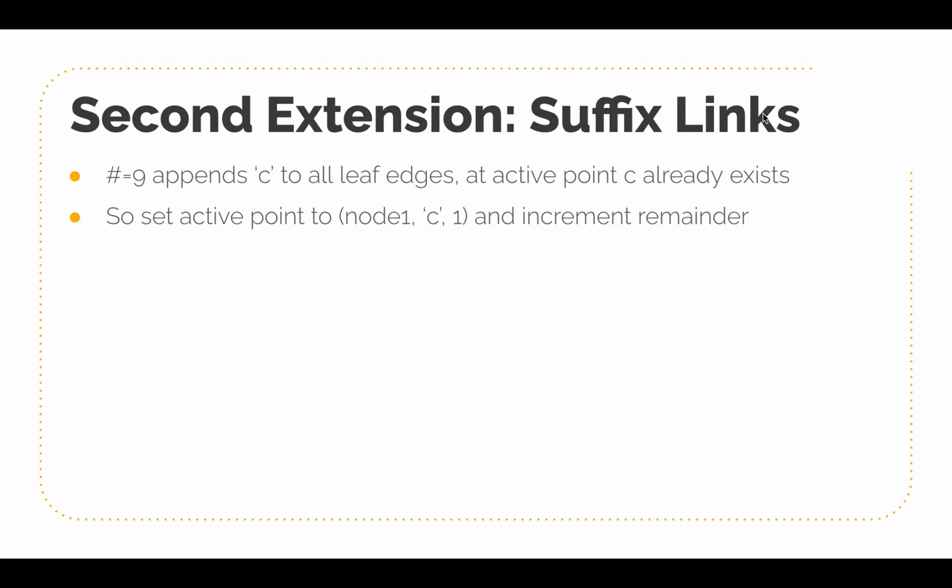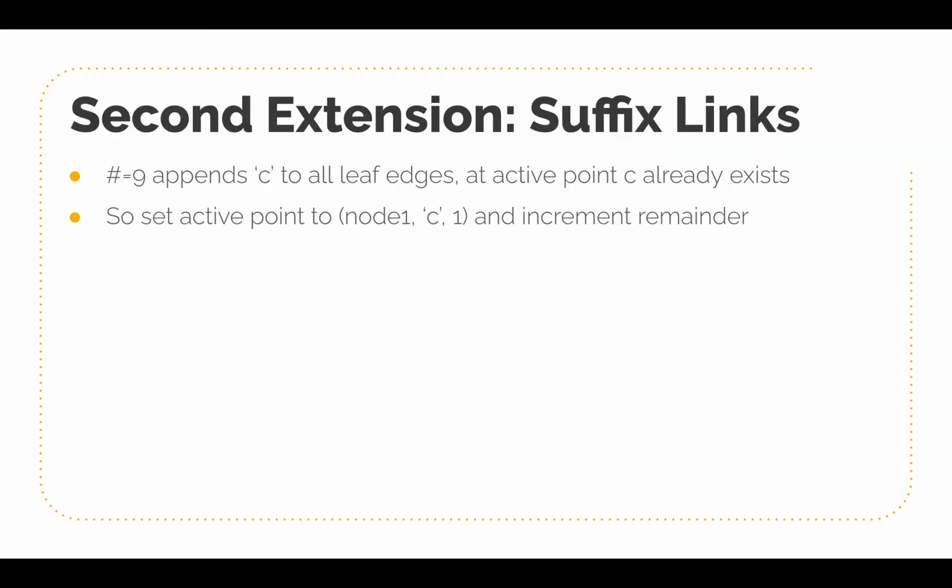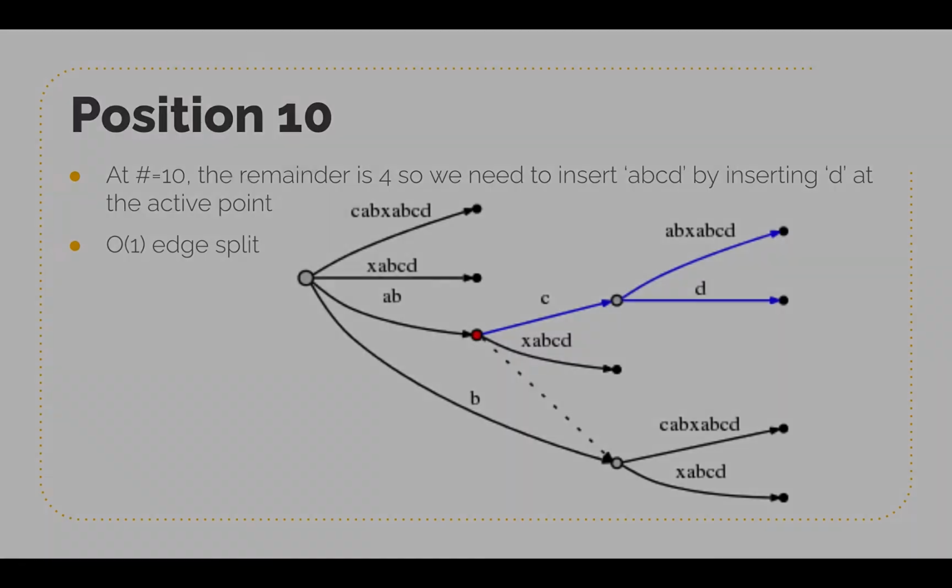And that is the second extension, which is suffix links. So as always, the current step update appends C automatically to the leaf edges, and we go to the active point to see if we can insert C. It turns out C already exists at that edge, which you can see here. So we set the active point to node 1, C, 1, and we increment the remainder and do nothing else.